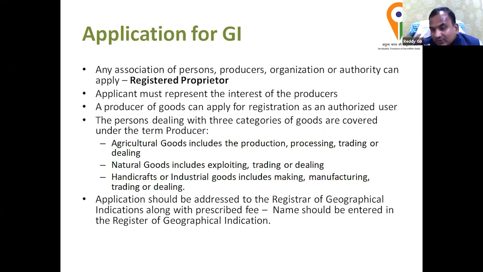So, the protection may be in many things, many areas. In production, only authorized people can produce. Even in processing, trading, and dealing. So, different areas, different stages where one can get the protection. For example, in the case of natural goods, the exploitation of the natural goods or in the trading and dealing of the natural goods. Same is the case with handicrafts and industrial goods.